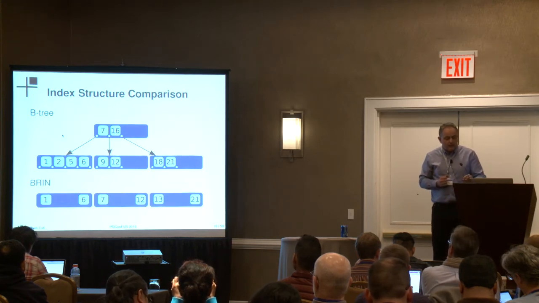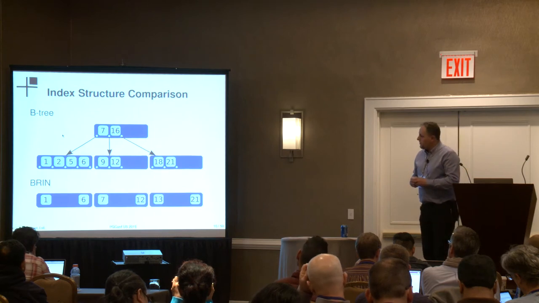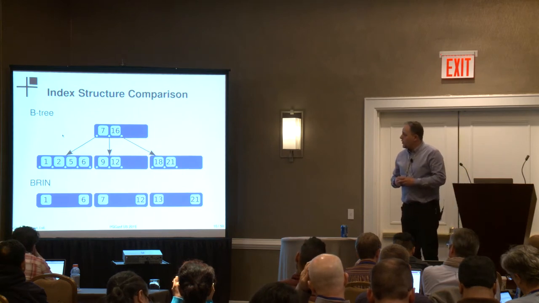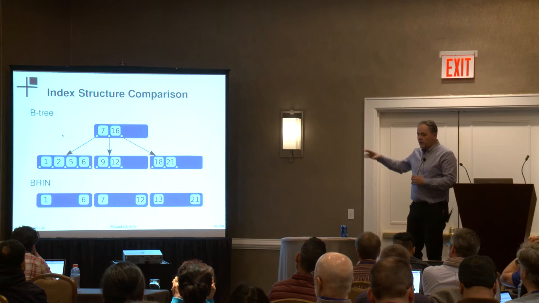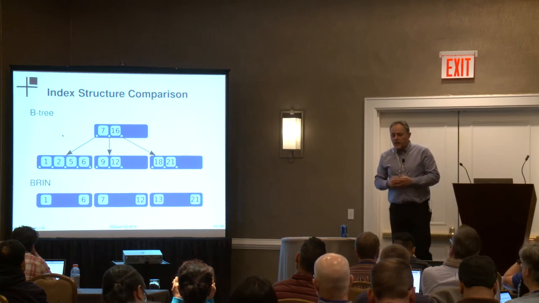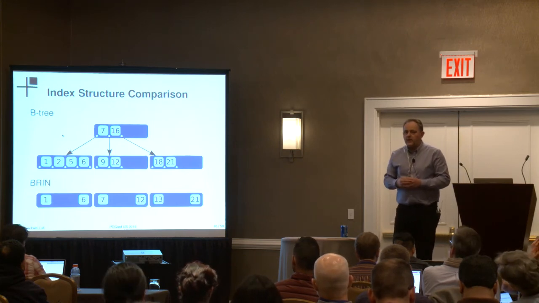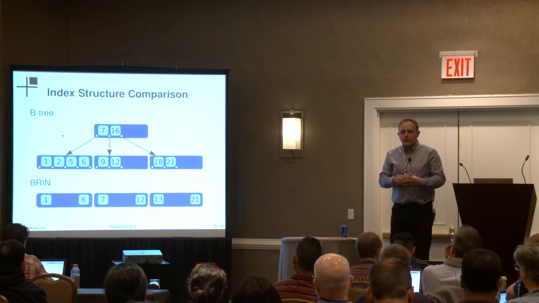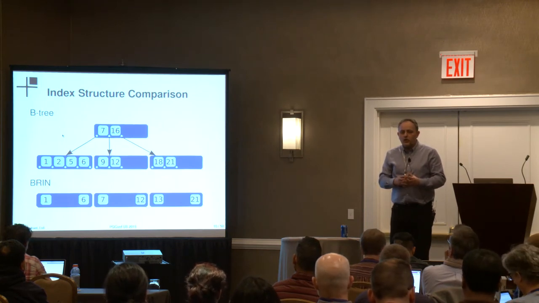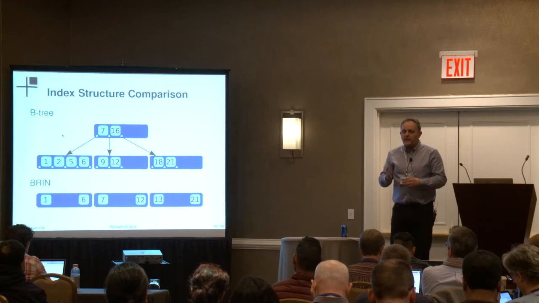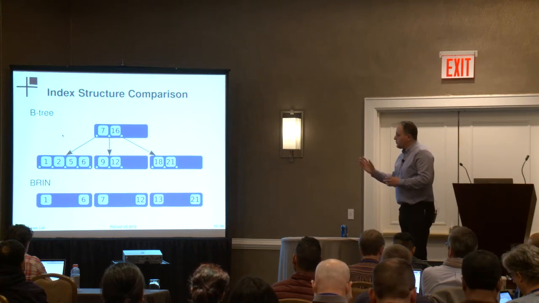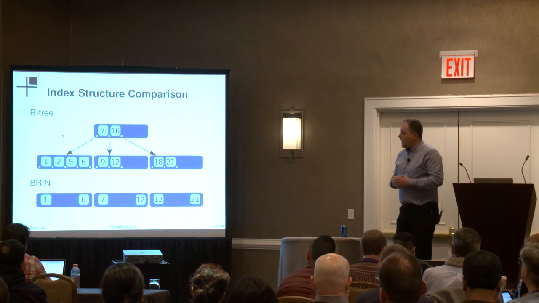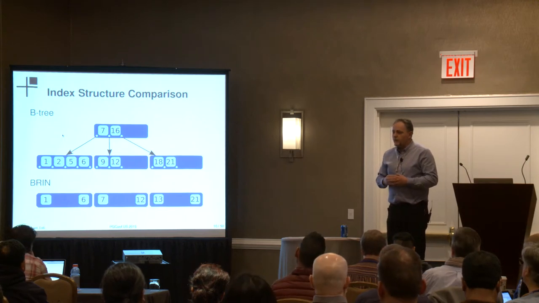Okay, so that gives us quite a few different advantages, and I'll show that that has actually realized itself in our implementation. So in a B-tree index, every single record in the main table has got an entry in the B-tree. So there's a one-to-one relationship between rows and index pointers. In a BRIN index, we only index ranges of values.